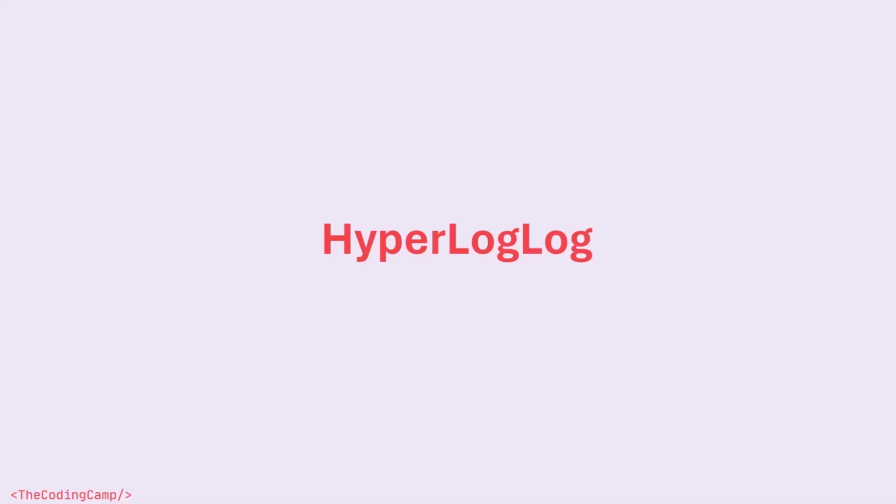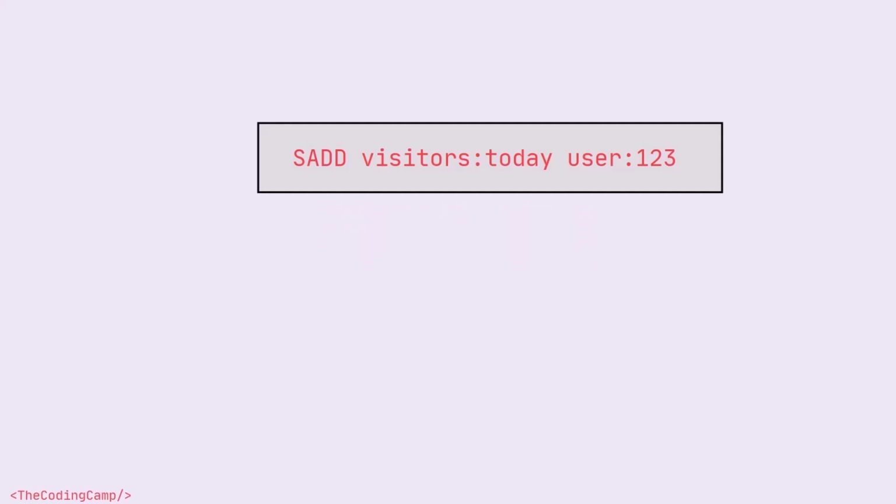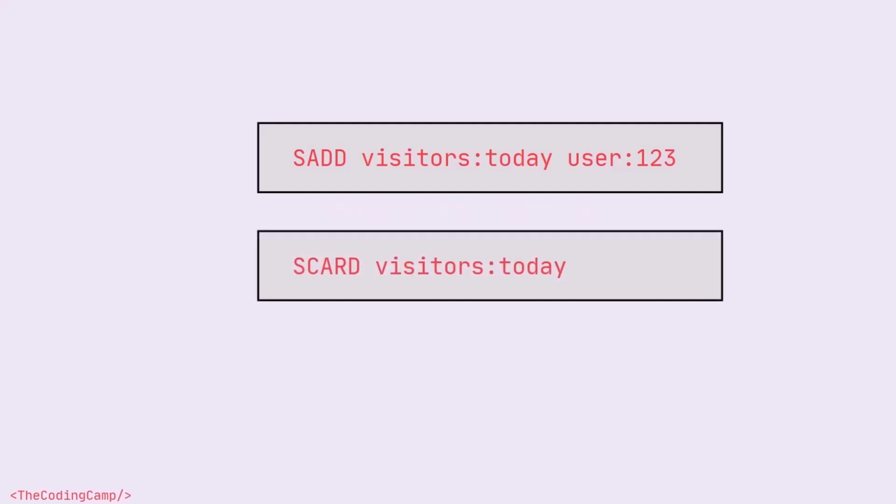One option is to use a Redis set. Every time a user visits, we add their ID to a set. At the end of the day, we count the members. This gives us the exact number of unique visitors. So what's the problem? Memory. If you have 10 million unique visitors, Redis has to store 10 million user IDs. That can consume hundreds of megabytes of memory. For small applications, that's perfectly fine. But for very large systems, it becomes expensive.